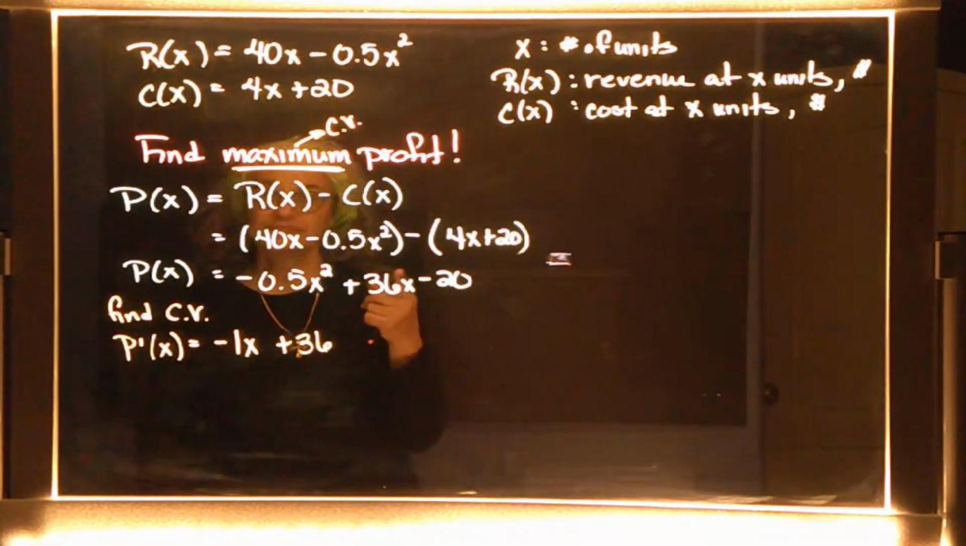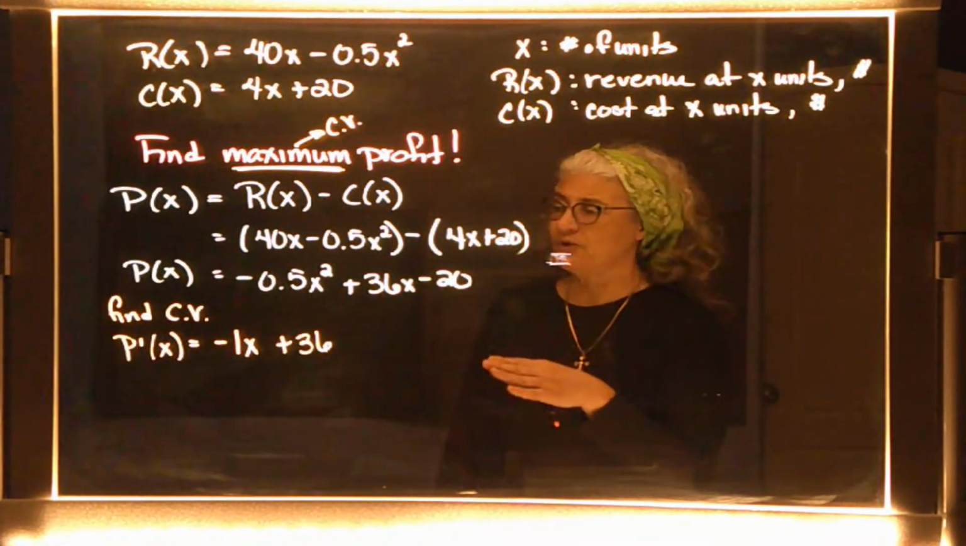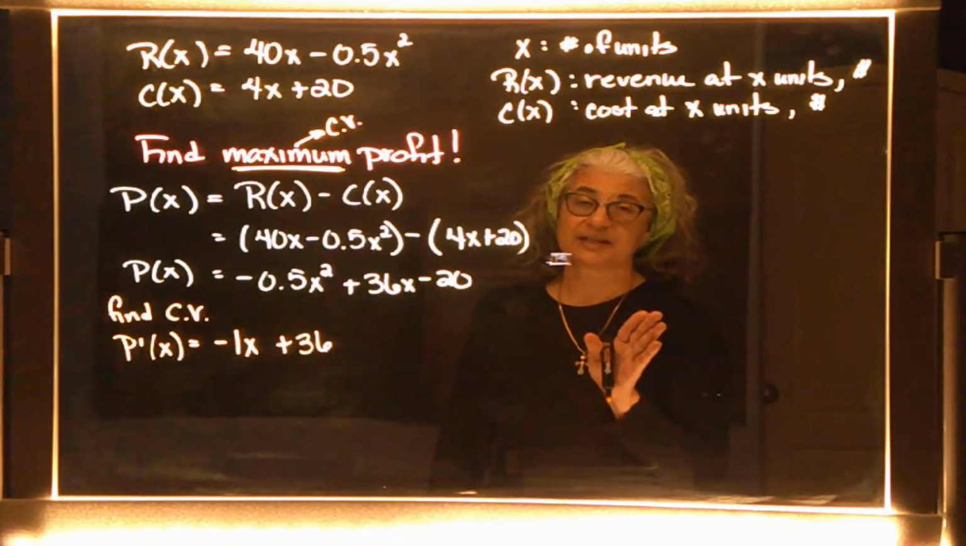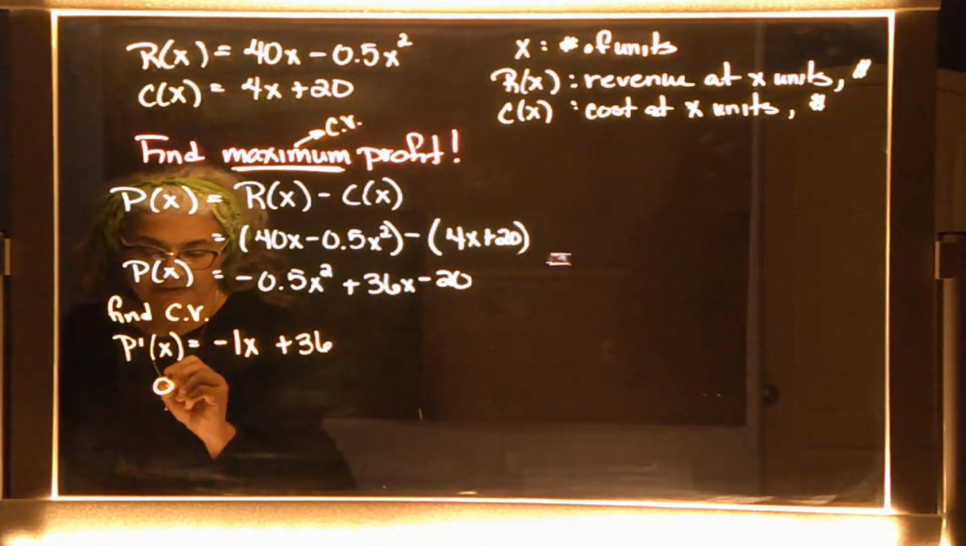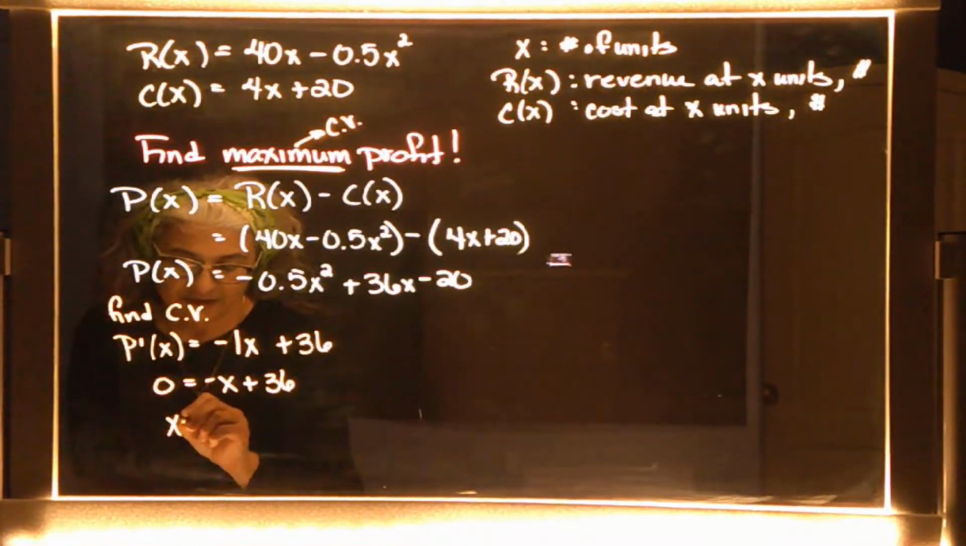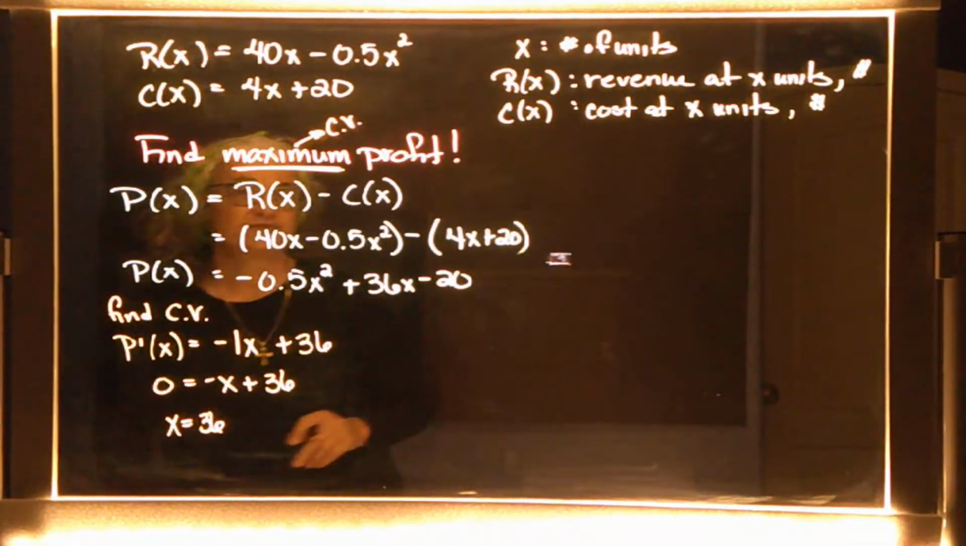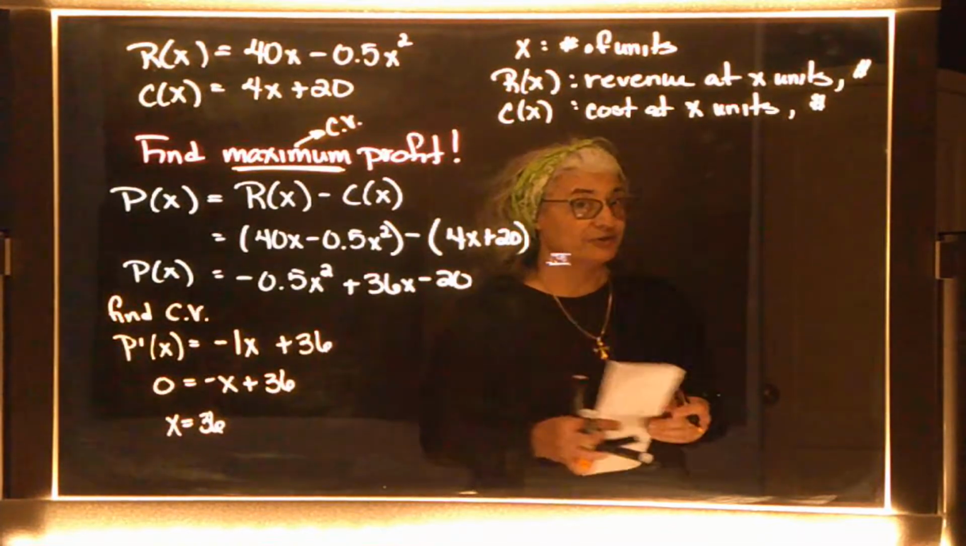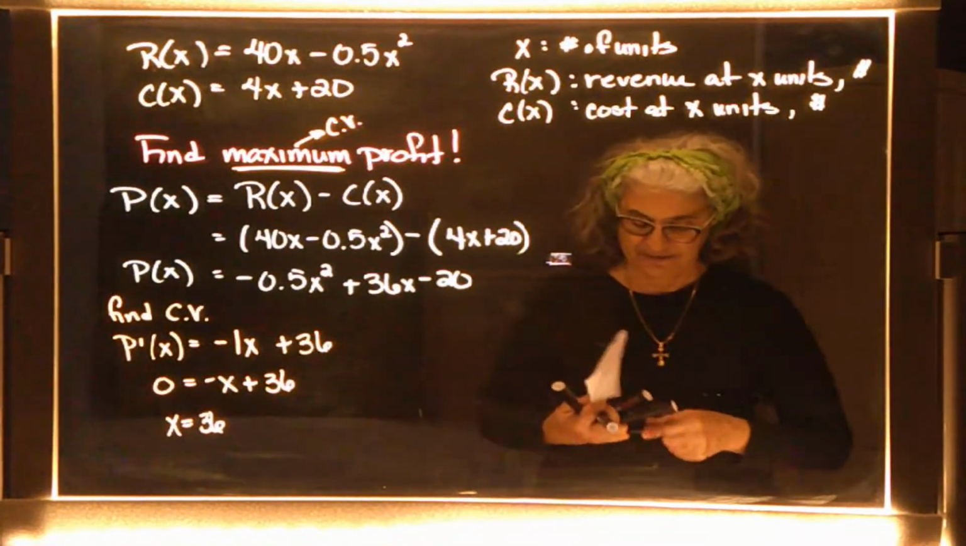Okay. And then what do we do? Because all we did was find the derivative. Yeah, set the derivative equal to 0 to find that critical value. And in this case, we get the critical value of 36. Correct? Good. All right.